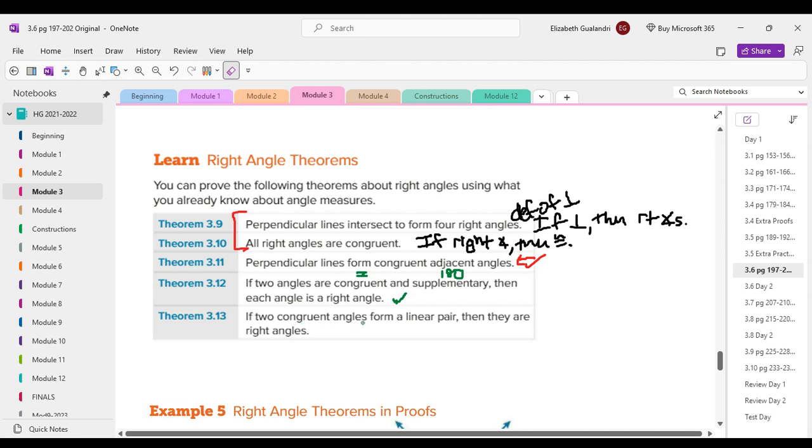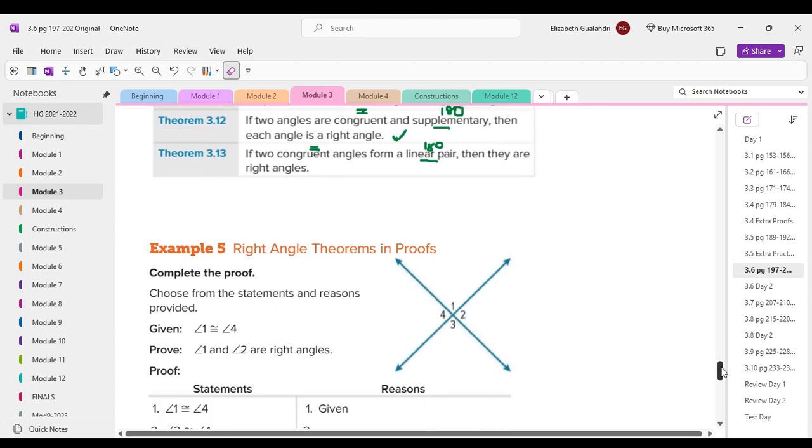Lastly, if 2 congruent angles form a linear pair, then they are right angles. So very similar to the idea, congruent angles, so they're going to have equal measures, form a linear pair. Linear pair we know means supplementary, then they're going to be right angles. You might be thinking those 2 theorems are the same, but sometimes a statement says supplementary, sometimes it says linear pair, and supplementary and linear pair are not always the same thing. So that's why there are 2 different theorems that state those kind of concepts there.